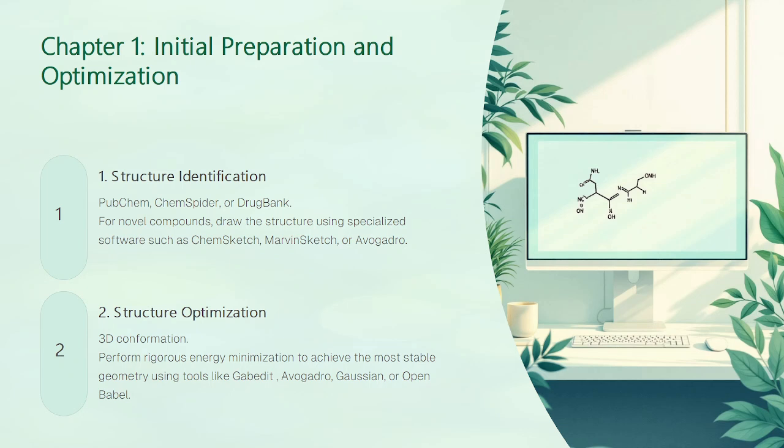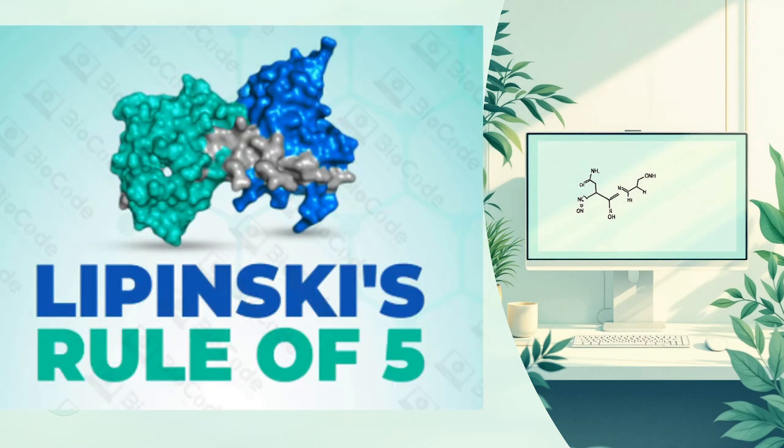After downloading the 3D structure, you have to minimize its unusual energy, and for further study you must minimize this energy. You can also perform optimization with Avogadro, Gaussian software, or Open Babel software. And there is another thing: you can also draw a 3D structure with Avogadro or Gaussian software.